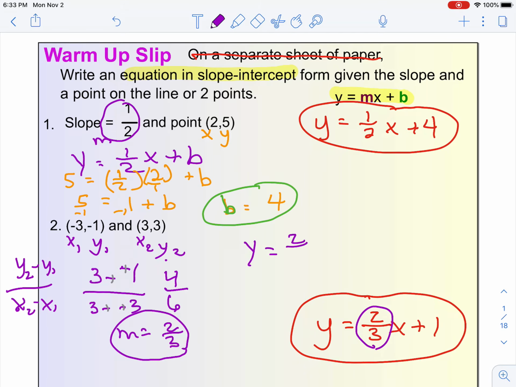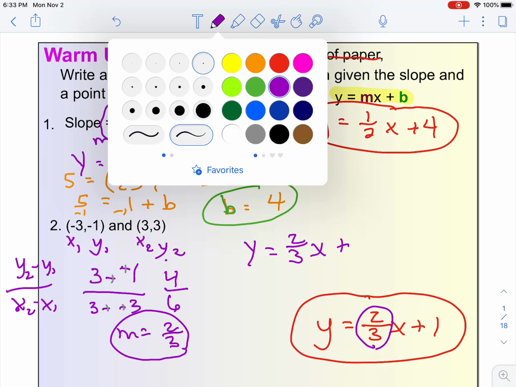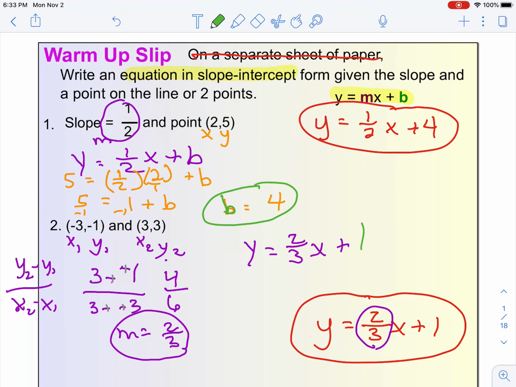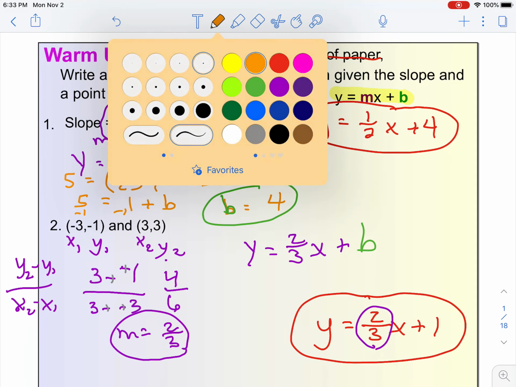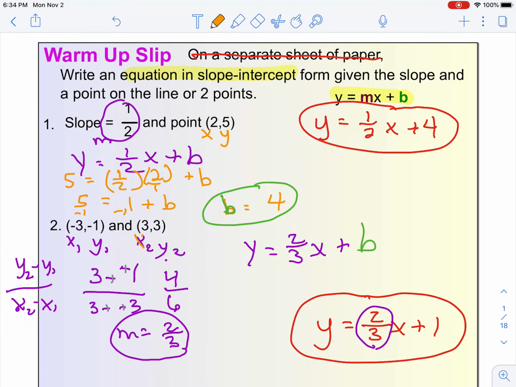Again, to find the b, we can start by putting the slope in there. We know it's going to be y equals 2/3 x plus something, but we don't know what that b value is. And so we're going to take one of the ordered pairs. It doesn't matter which one. I like to pick the one that has smaller numbers or fewer negatives. So I'm going to put the y value of 3 in and the x value of 3 in. And then I have plus b.